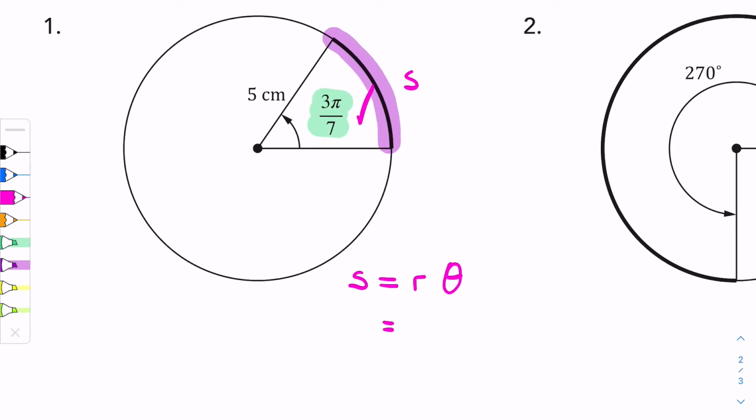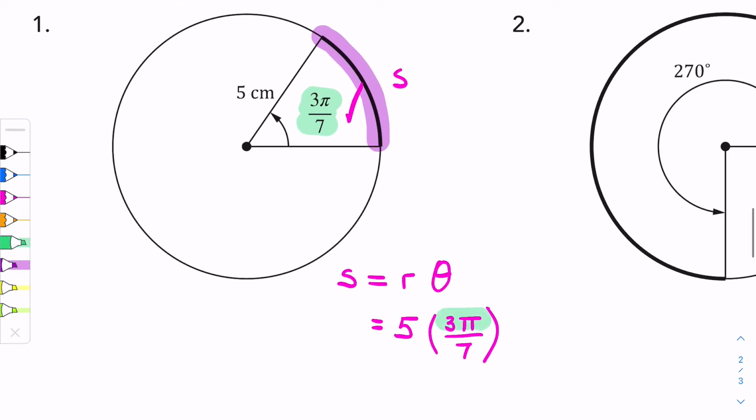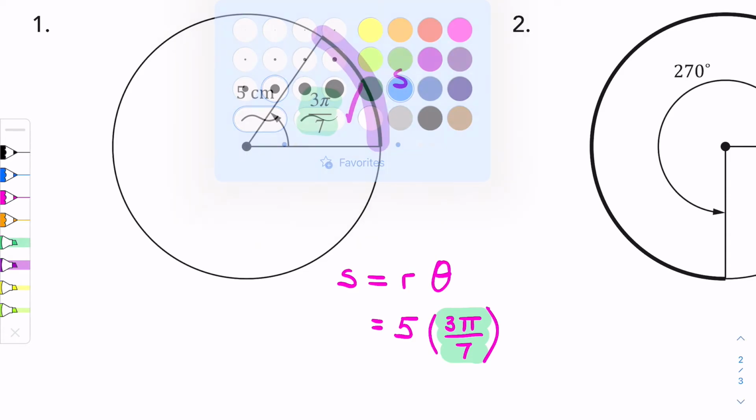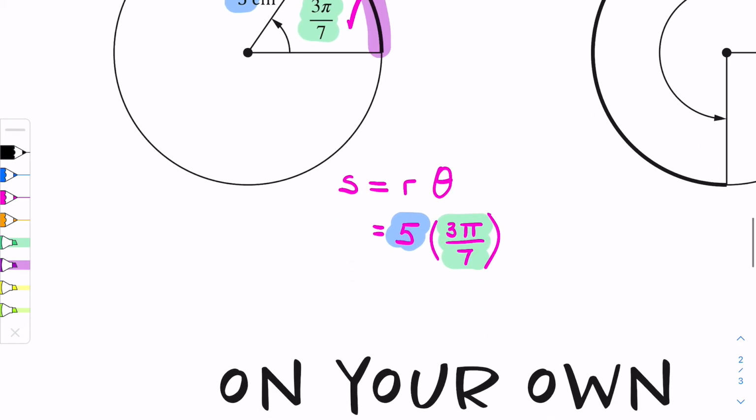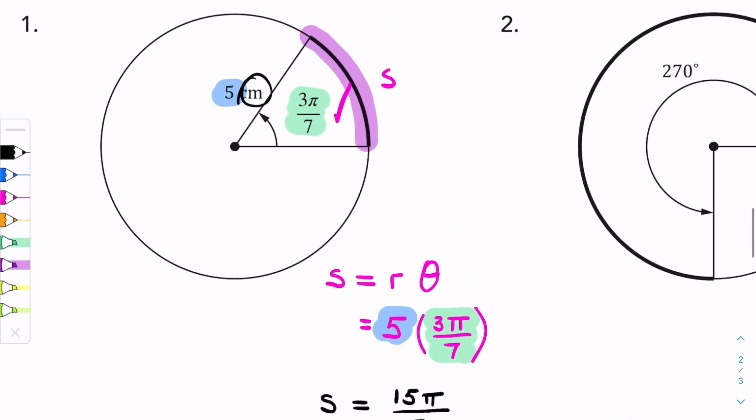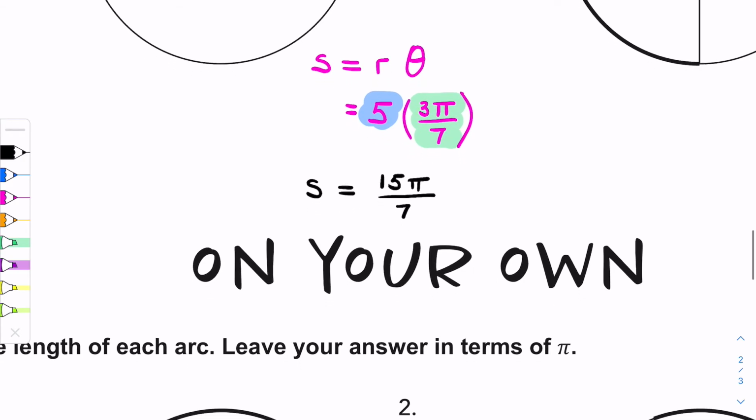Filling in my formula, the radius is 5 times theta, which is 3 pi over 7. Okay, that's this number here. I highlighted it in green. I'll highlight it in green here. I'll also highlight my radius in blue. There's my radius. So when I multiply these two values together, my final answer for arc length, so for the value of S, left in terms of pi is 15 pi over 7. And we're dealing with centimeters here, so make sure centimeters is in your final answer.